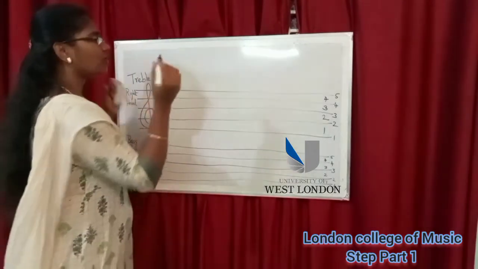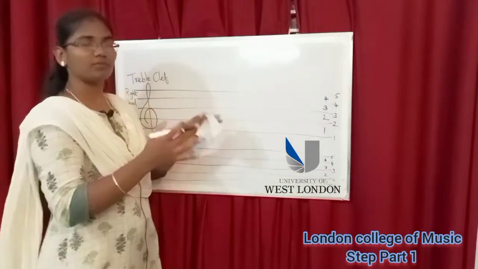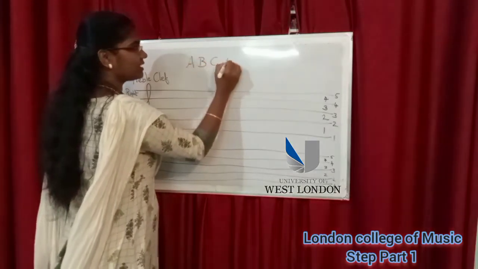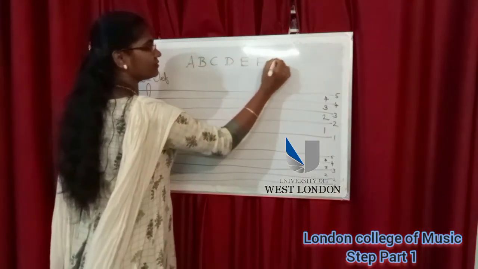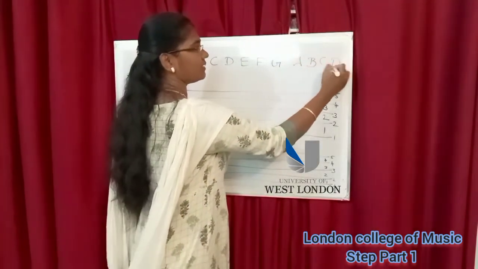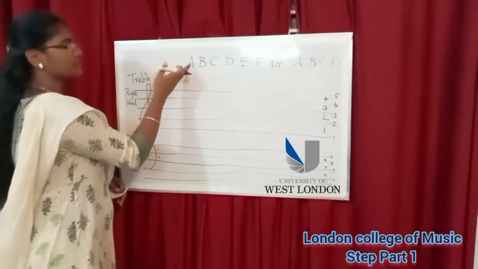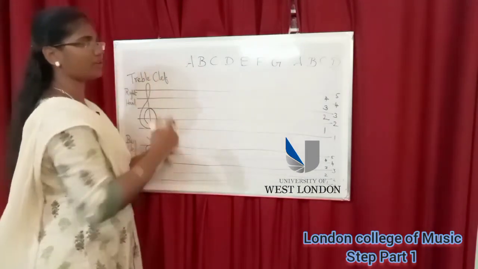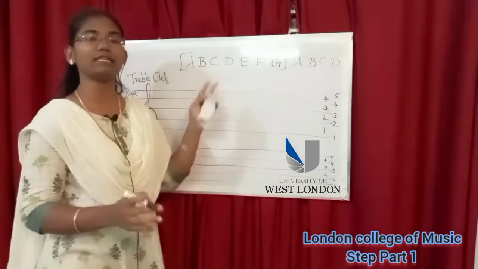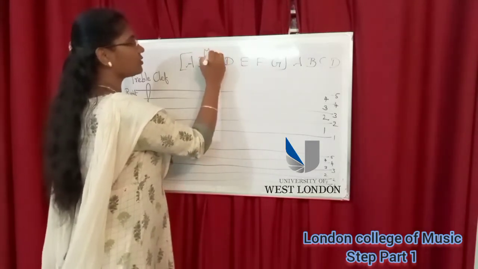So what are the musical alphabets we are going to use? In musical alphabets only 7 letters will be there: A, B, C, D, E, F, G. After G the A will come again, A, B, C, D, and it goes on like that, and in descending order the previous note will be there. So only the alphabets from A to G are used in music. These 7 alphabets are called musical alphabets.